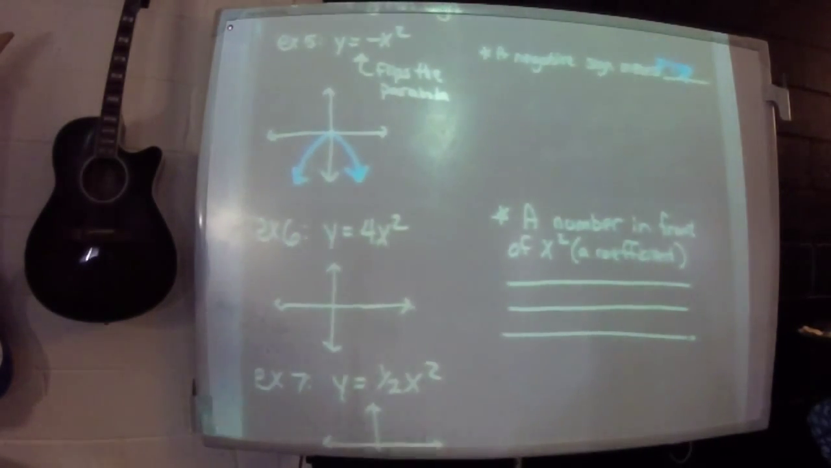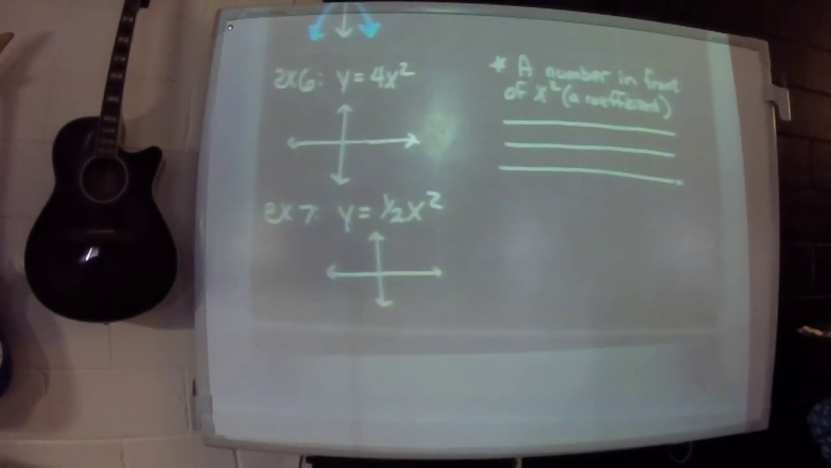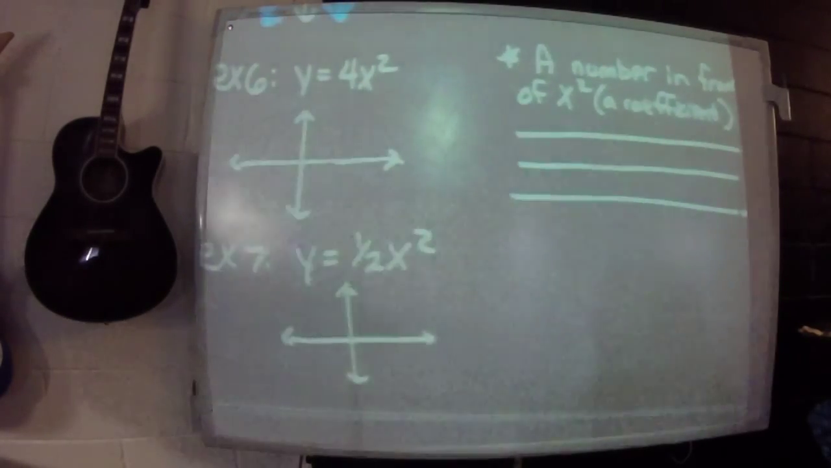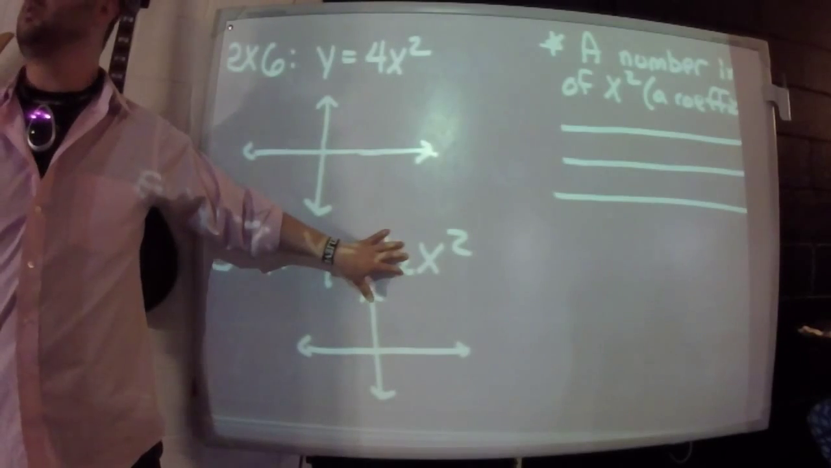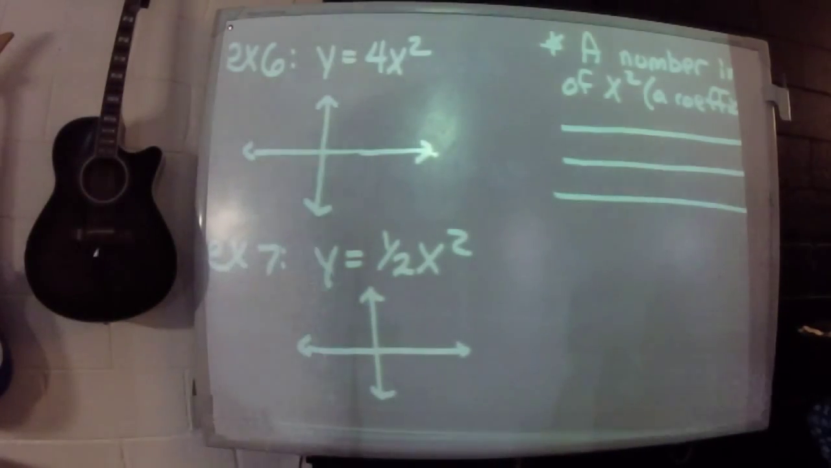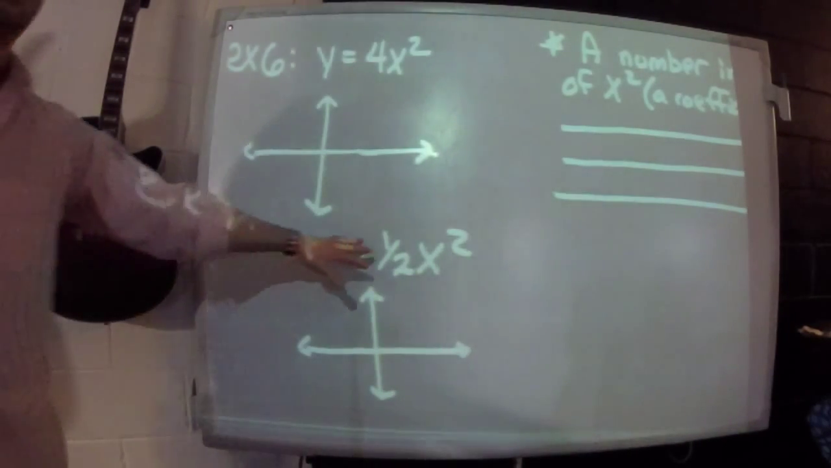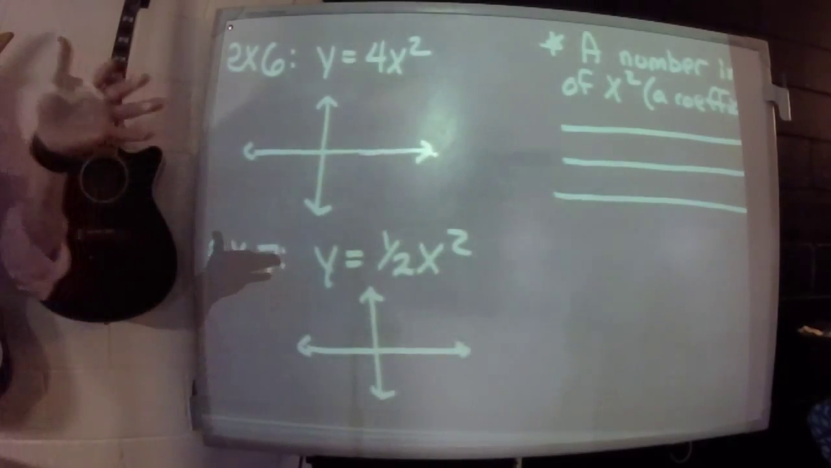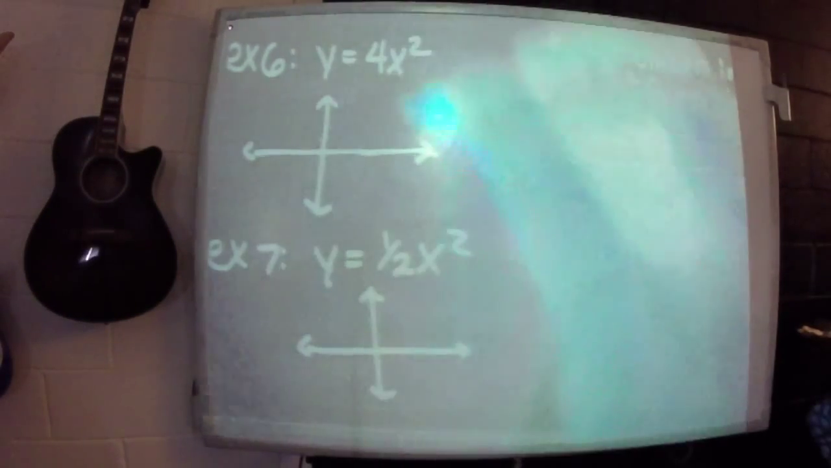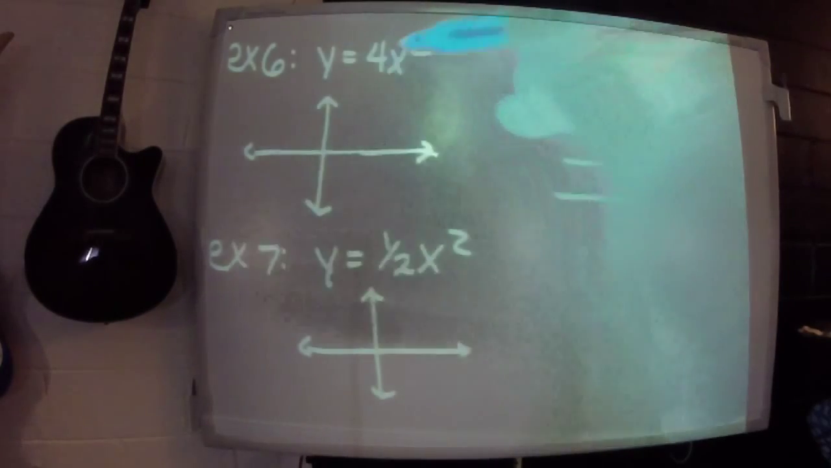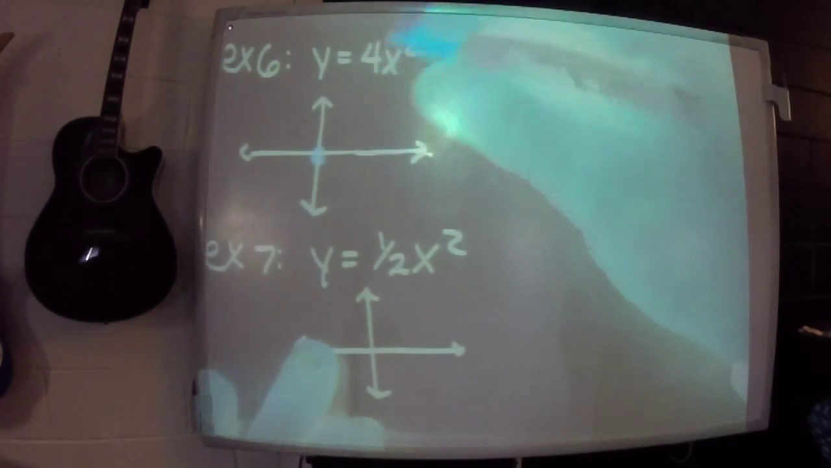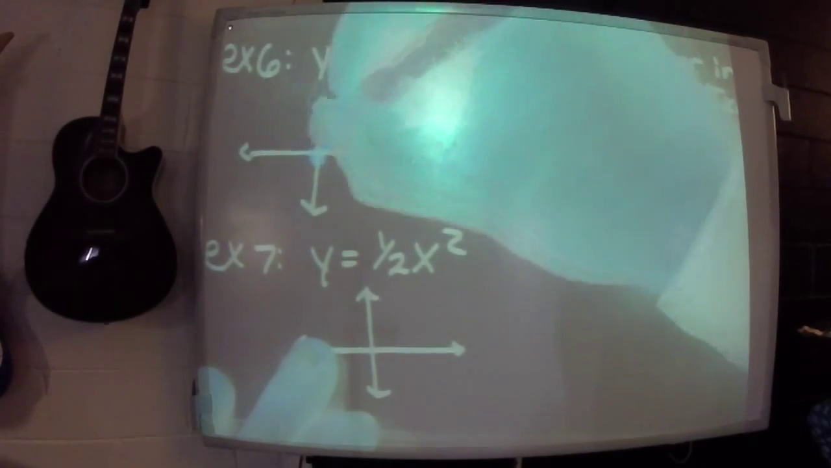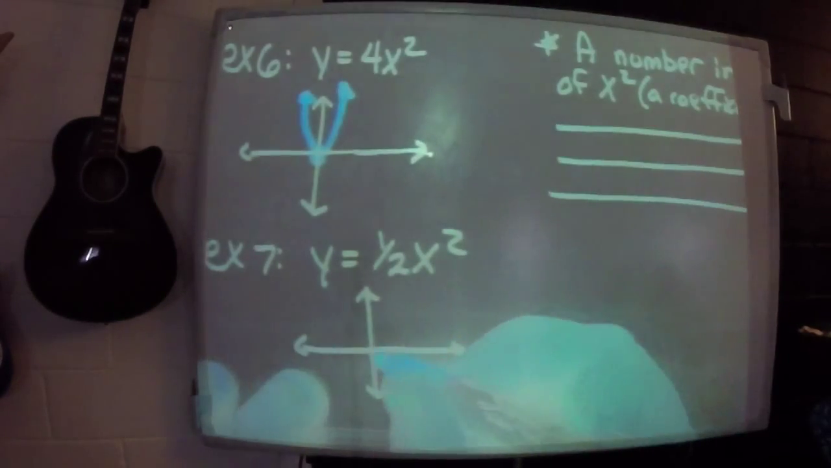And then example 6 and 7 together. Hunter did mention this yesterday when we had that fraction. What did that do with the U? Make it wider. A fraction like this, any fraction less than 1, is going to make it wider. Any number bigger than 1, like 2, 3, 4, 5, makes it skinnier. So that's what the coefficients do. This is skinnier, just a little skinnier U, and then a wider U.